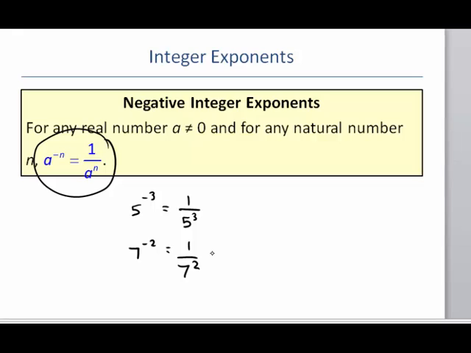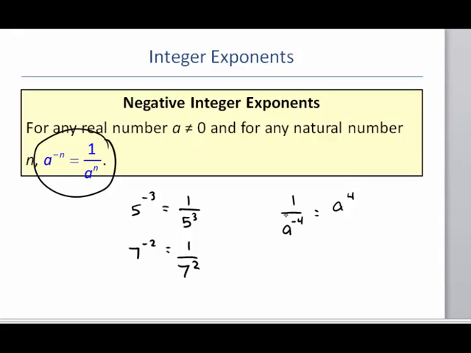Now, the flip side of this is if you had a problem that had, say, 1 over a to the negative fourth, and again, your goal is to write it with a positive exponent, you can take this a to the negative fourth and pull it up to the top, and the exponent will become positive. So a good rule of thumb to remember is that if you want to change an exponent from negative to positive, you simply have to move it either up or down in the fraction.